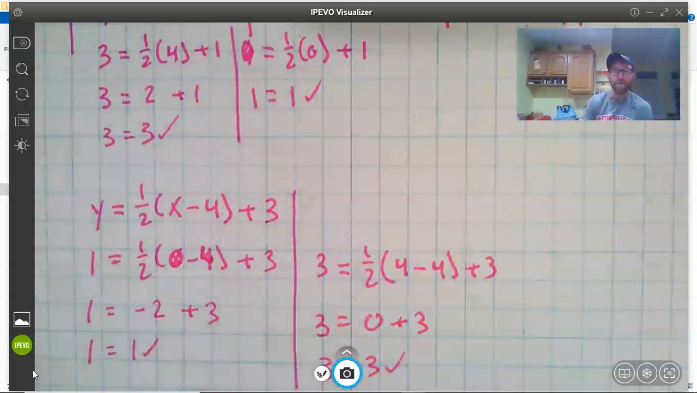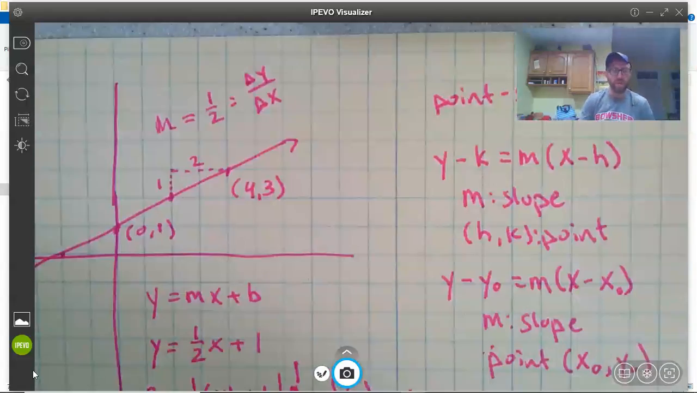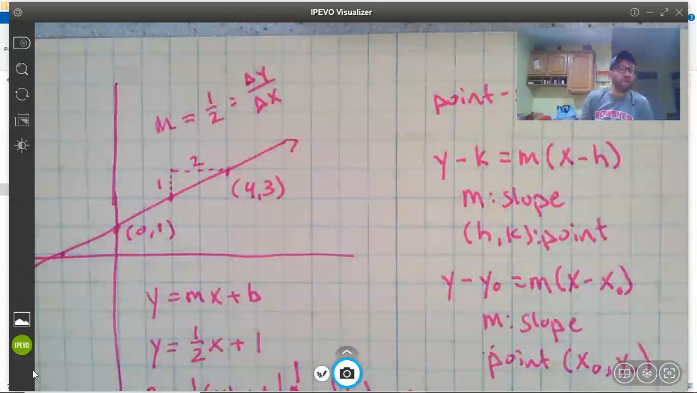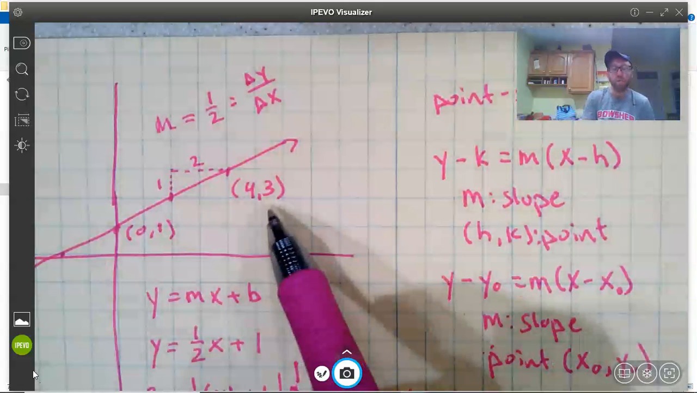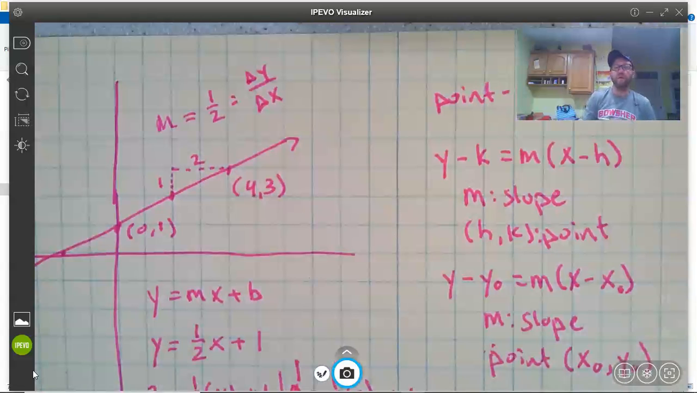So that is point-slope form. And again, the reason it's useful is that if you don't know the y-intercept of a line, then you may not be able to easily write the slope-intercept form of the line. But if you know some point on the line and you know the slope, then you can write it in that point-slope form. And that's point-slope form of a line.